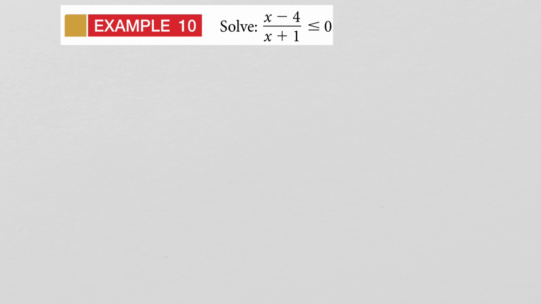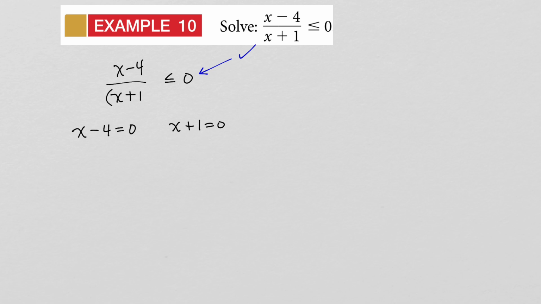Our next example is a rational inequality. So we have x minus 4 divided by x plus 1 is less than or equal to 0. Once again, the first thing you want to do is make sure you have 0 on the right-hand side there. And then it's just like the quadratic inequalities. What I'm going to do is set each of these factors equal to 0. And that's going to give us x equals 4 and x equals negative 1.